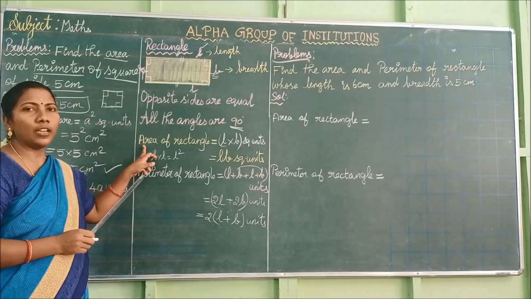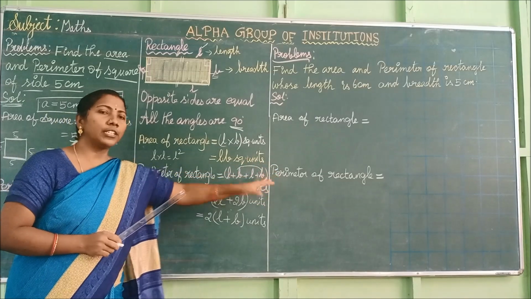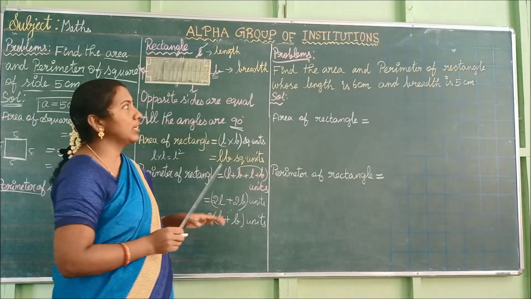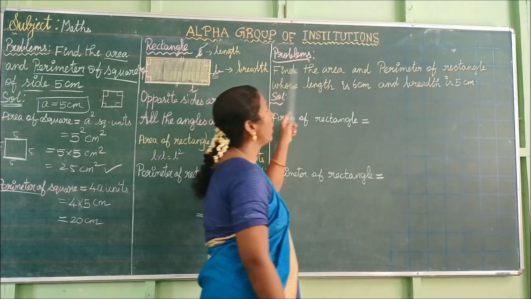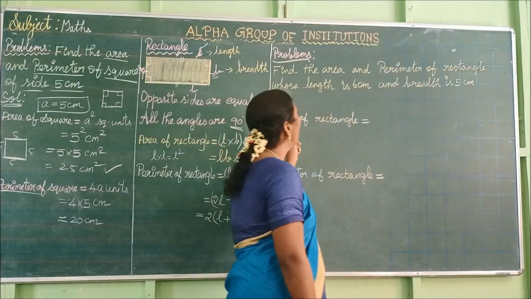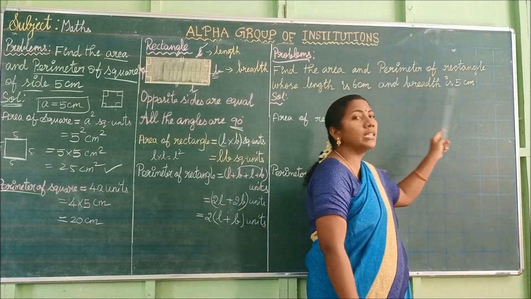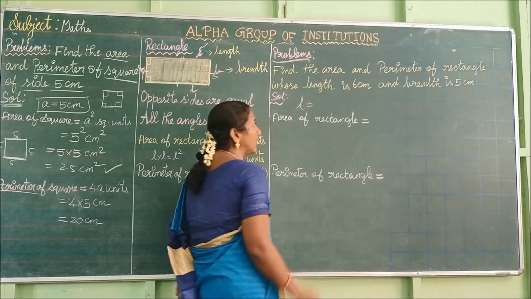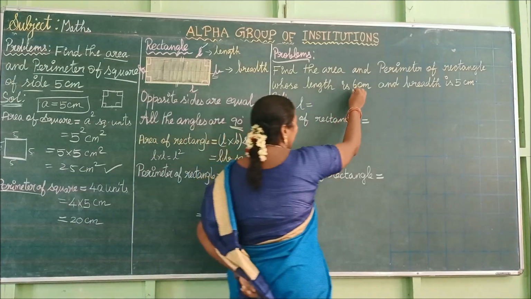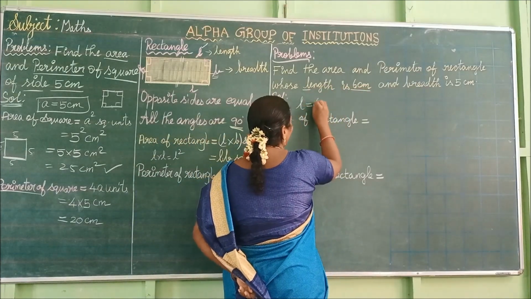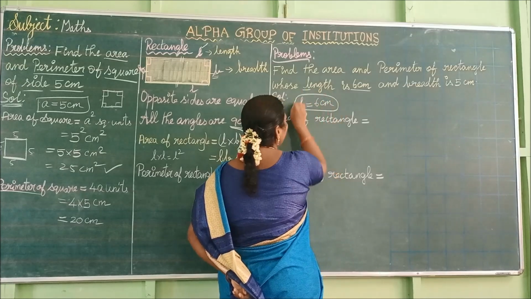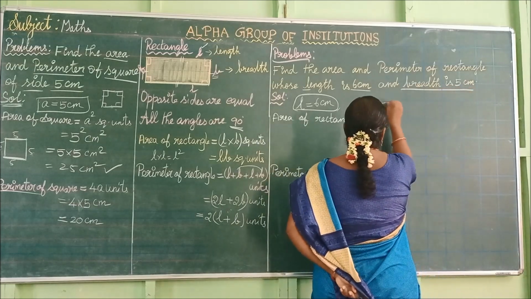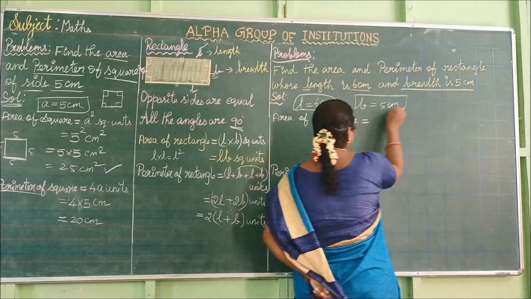Wherever you are writing area, you have to use square units. While you are writing perimeter, you have to use units alone. I hope you understand. Next we are going to see a problem. Find the area and the perimeter of a rectangle whose length is 6 cm and breadth is 5 cm. What are the given data? Length of the rectangle is 6 cm. So you have to take the symbol L equal to 6 cm. And what is the breadth of the rectangle? B equal to 5 cm.